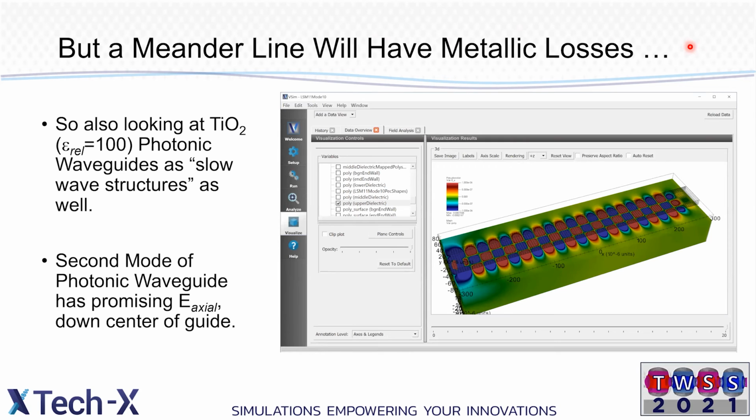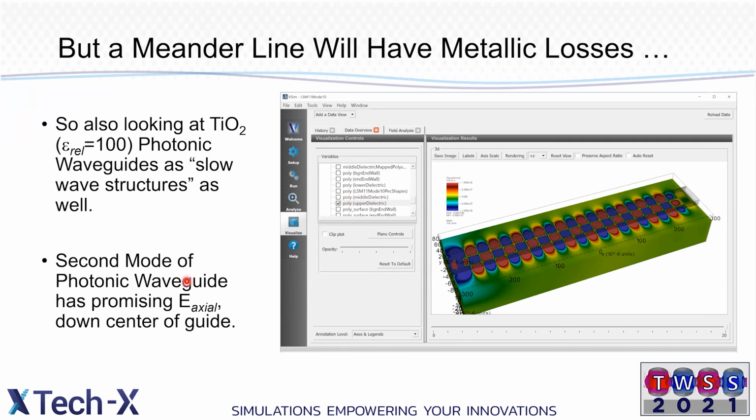We've also been looking at using a photonic waveguide. Now, a dielectric waveguide is really a fast wave device, but if you use something like titanium dioxide, which at terahertz frequencies has an epsilon around 100, you can slow that down by that factor of 10. And with a little bit of work, you might be able to synchronize that.